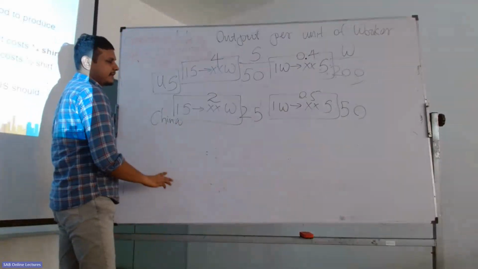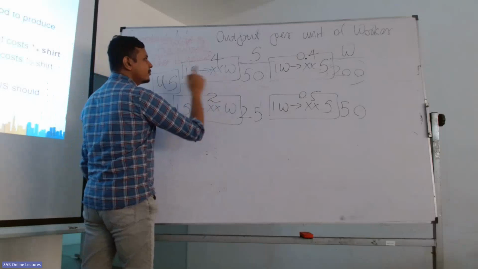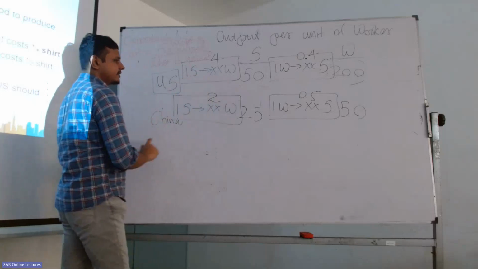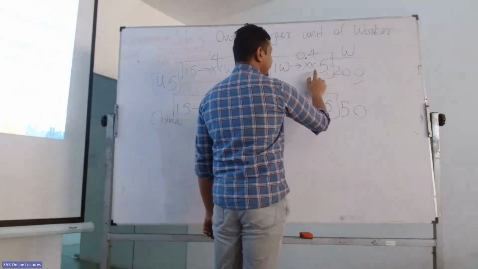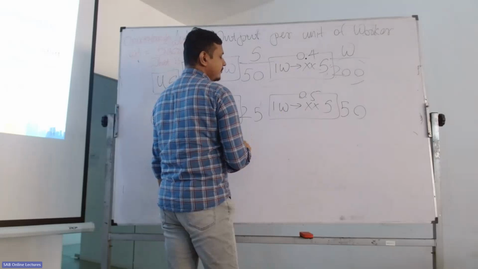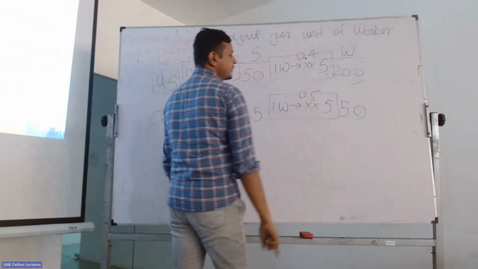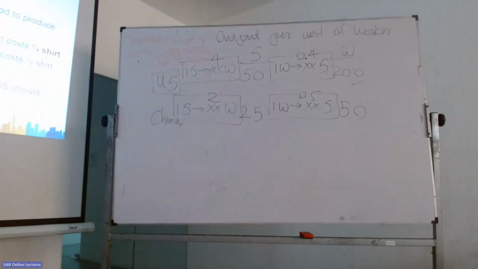Simply, you can understand it in this way as well. The cost of 1 shirt is 4 bushels of wheat in the US, and 2 bushels of wheat in China. The cost of 1 bushel of wheat is 0.4 units of shirt in the US, and 0.5 units of shirt in China. That is also possible rather than calling it the opportunity cost. You can simply say it's the cost, which implies that it is the opportunity cost.